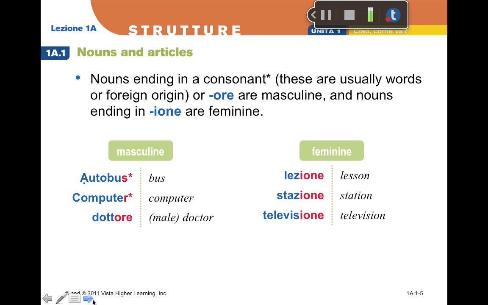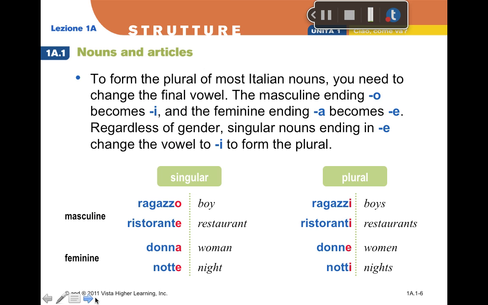So, for example, all the nouns that end in a consonant, and those are the majority of foreign words, are all masculine. The same, all the words that end in ore, dottore, attore, are masculine. Nouns that end in ione, like lezione, stazione, televisione, are feminine. Okay?